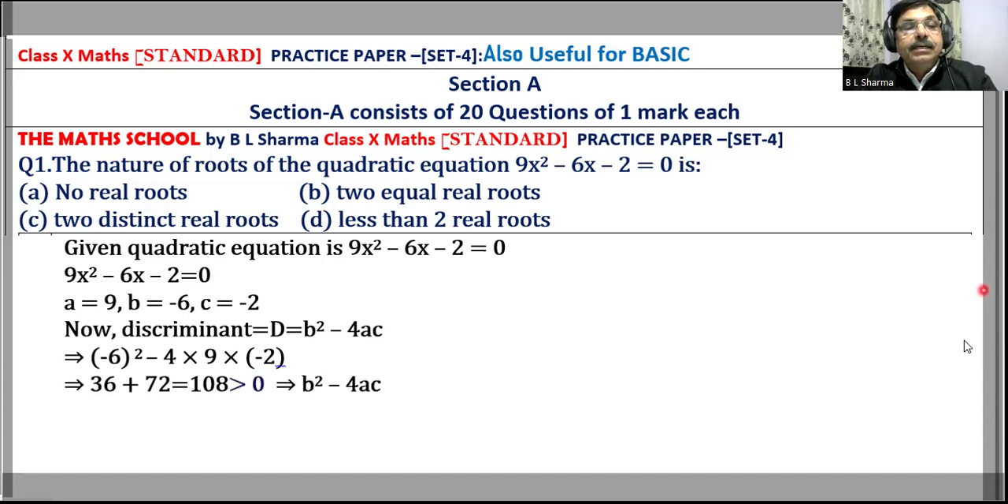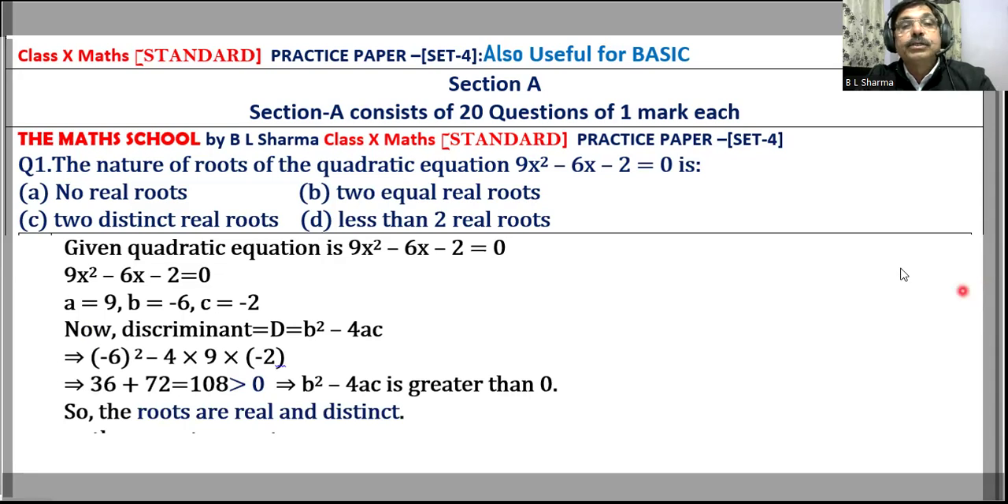So, since the discriminant, which is b square minus 4ac, is greater than 0, that is why the roots are real and distinct. There will be two roots because it is a quadratic equation. The degree is 2, therefore there will be two roots. But what kind of roots will there be? They will be distinct. Distinct means different. तो इसके दो रियल रूट होंगे और दोनों ही अलग अलग होंगे, डिफरेंट होंगे. So I think C is the correct option.